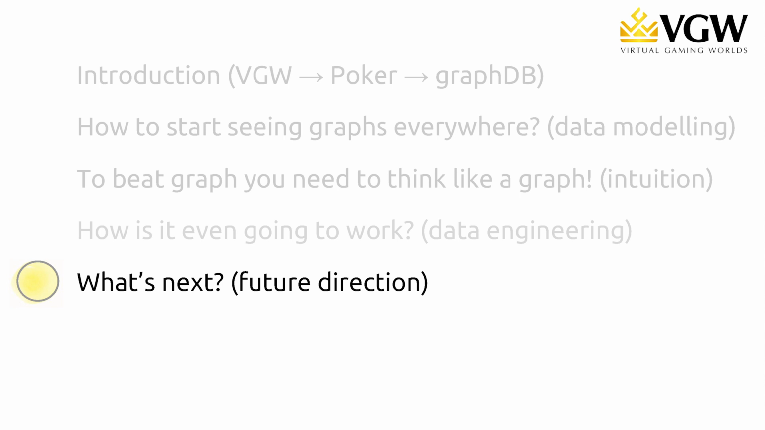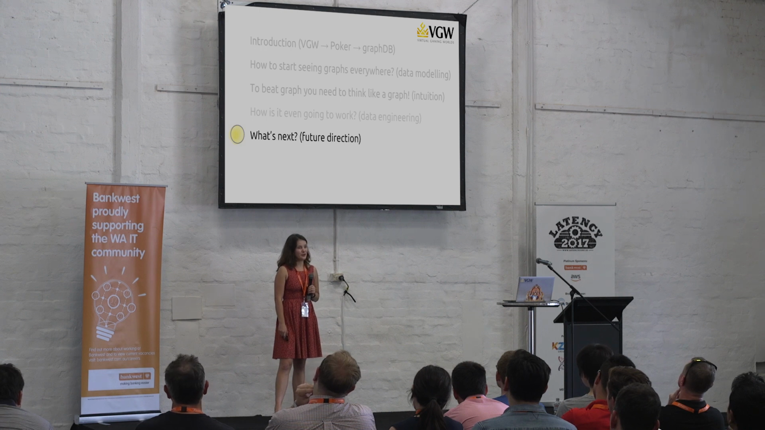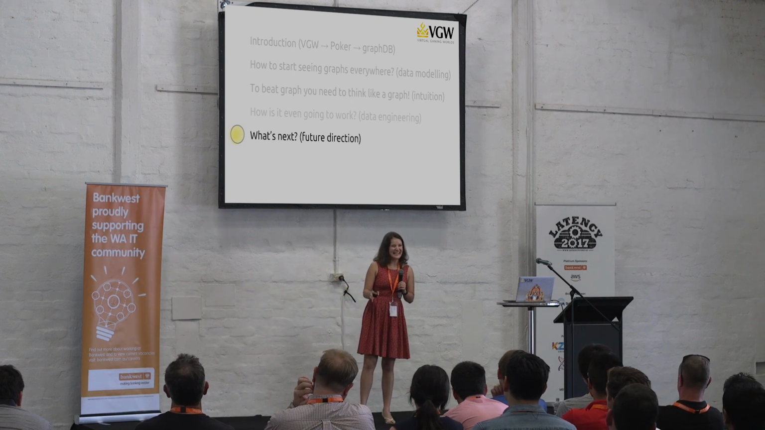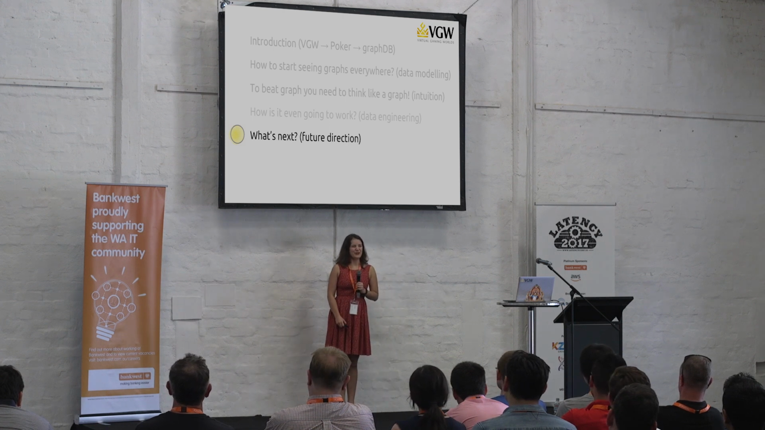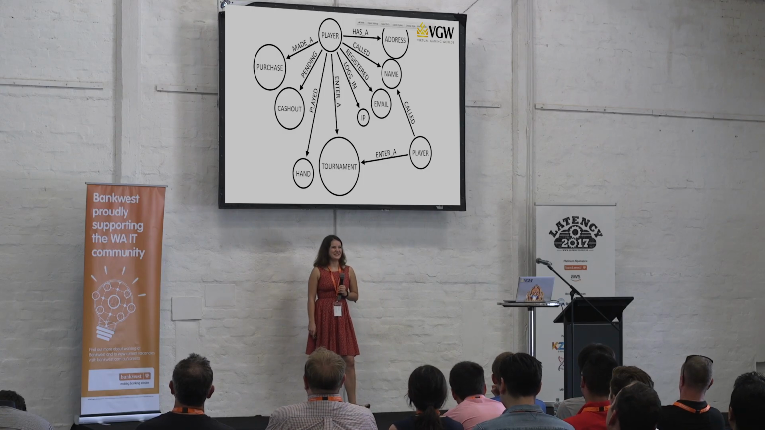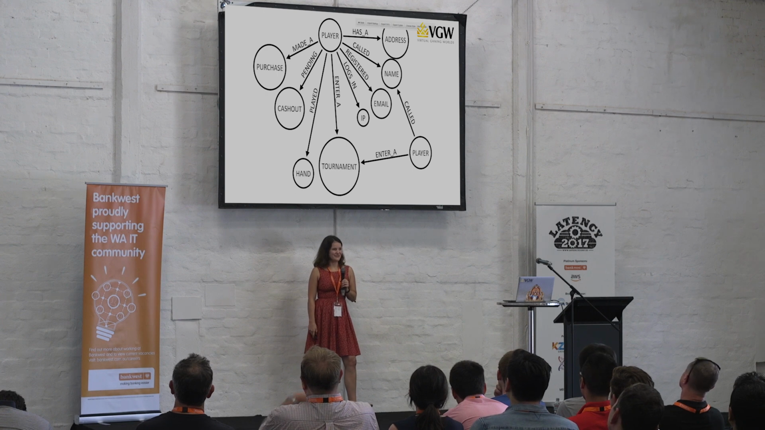What's next? Future direction. We take great consideration in personally identifiable information and security. So our next step is to work together with the TSS team. They don't know about it yet. But the next step is to ask them to secure the Neo4j database properly, put it into the same sort of environment that our other databases sit in, so that we can populate it with more interesting data. So we can add addresses, names, emails, cash outs, purchases, tournaments, IPs, and then we can really, really have fun trying to find those fraudsters.